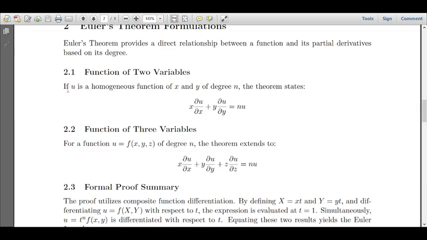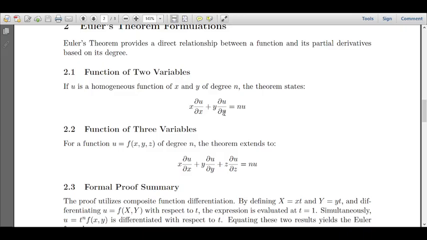Now, this is the Euler's theorem for the function of 2 variables. If u is a homogeneous function of x and y of degree n, and remember that here u equal to f of x y, and f of x y is a homogeneous function of degree n, then according to Euler's theorem, the sum of the products of independent variables x and y and its partial derivatives equal to nu, right?